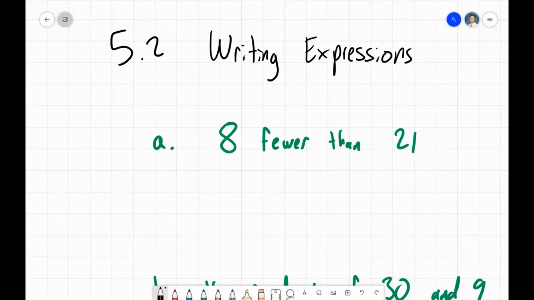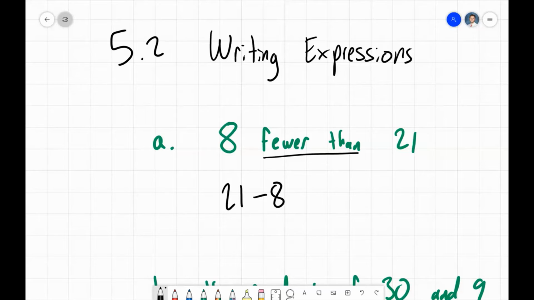This first one says 8 fewer than 21. Okay, so this fewer than, we know that that's less, right? So we have 8 fewer than 21, so we want to subtract. Now it's important here that we realize this order is actually going to be the opposite of how it's written. Because if we have 8 fewer than 21, that means we're taking 21 and subtracting 8, right?